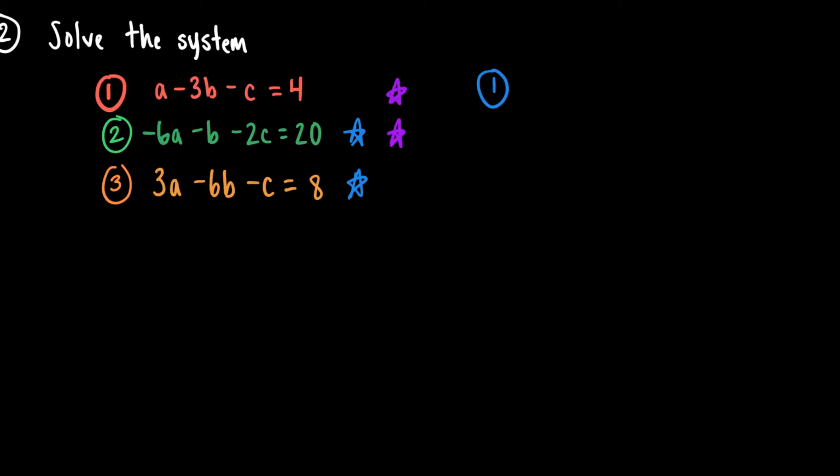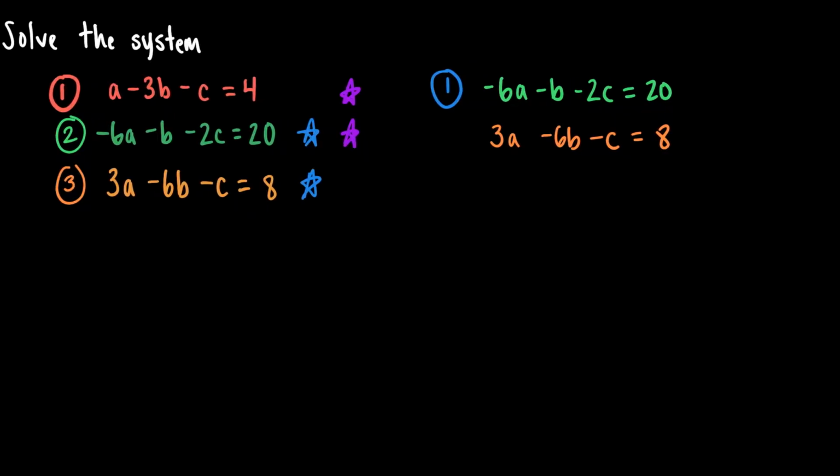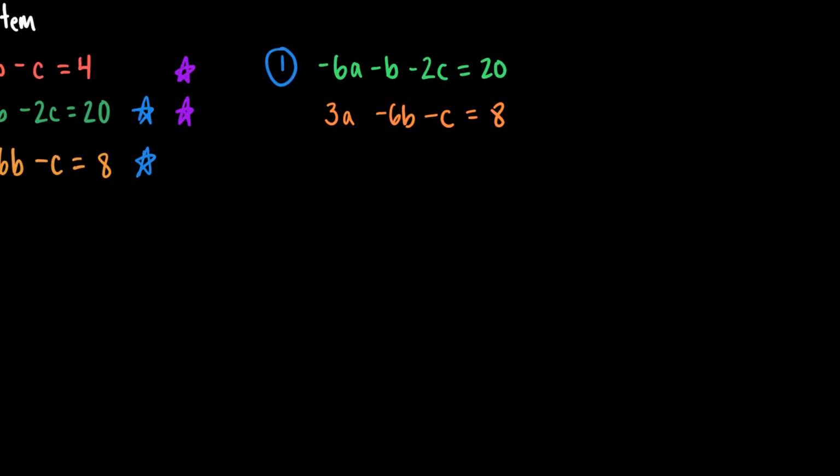So I'm going to go ahead and rewrite equation 2. That was negative 6a minus b minus 2c is equal to 20. And then equation 3, 3a minus 6b minus c equals 8. And the goal here, we said we were going to eliminate A. So if I'm going to eliminate A, then strategically, I think it would make sense to double the orange equation.